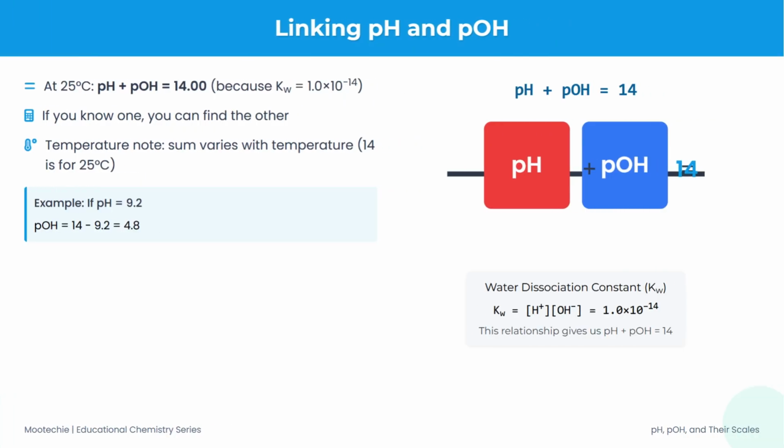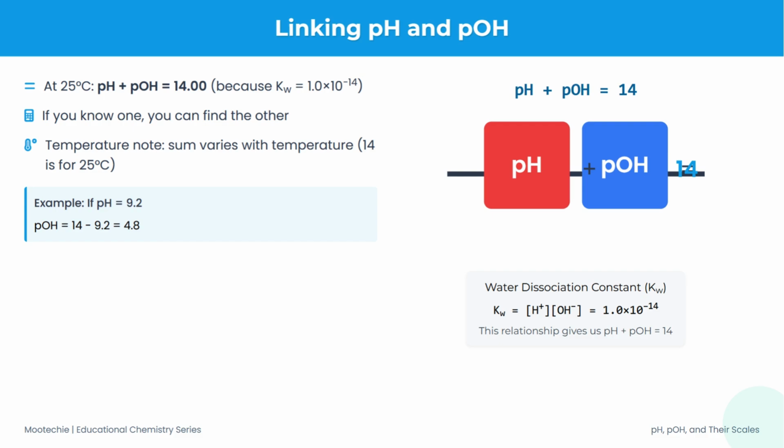So, what links pH and pOH so directly? At 25 degrees Celsius, pH plus pOH equals 14.00. This is because the water dissociation constant, Kw, is 1.0 times 10 to the negative 14th. This is such a useful relationship. If you know one value, you can instantly find the other.